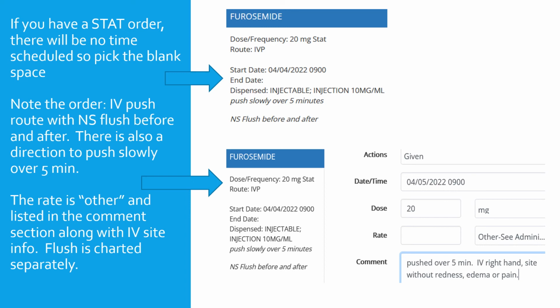So if you look at our slide, if you have a STAT order, again, there's no time, so just pick the blank space for the time you're giving it, and then look at the order. IV push route with a normal saline flush before and after. Sometimes if you're pushing into someone who has a primary IV line running, you won't need this flush. But in this case, let's say there was no primary IV running, and so we have a flush prescribed before and after, and we'll talk about the flush in a minute.